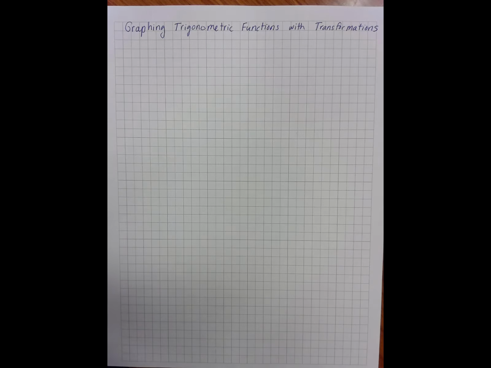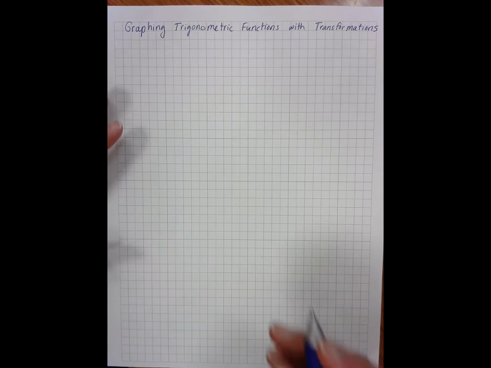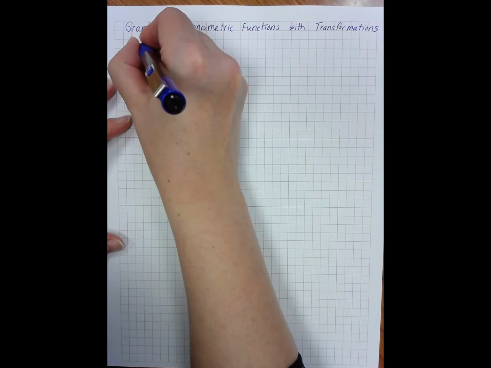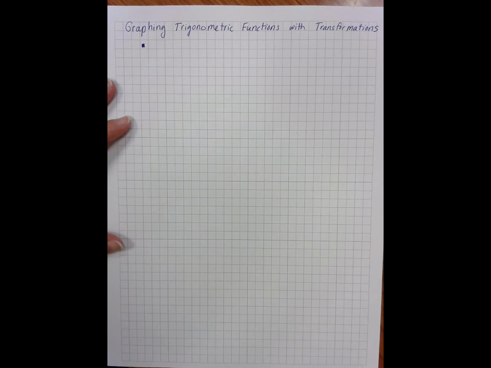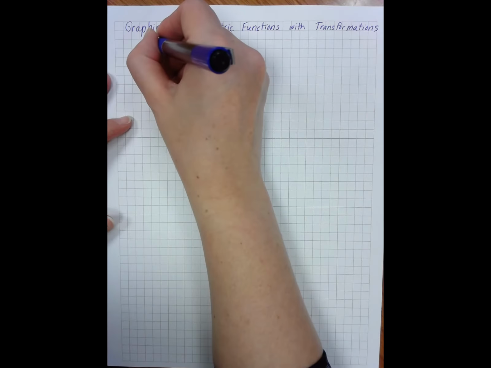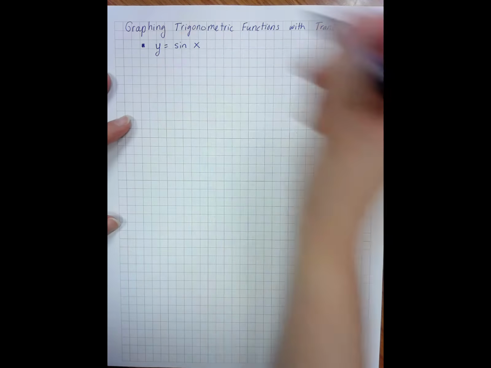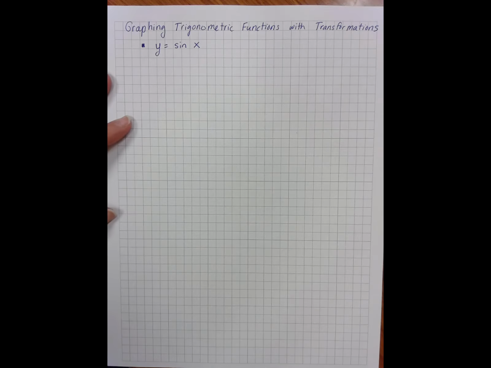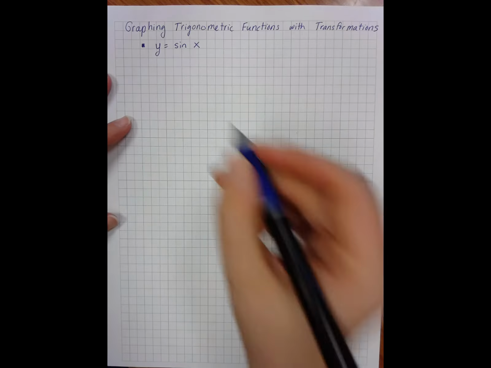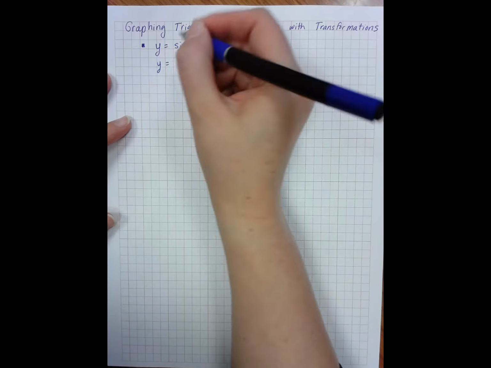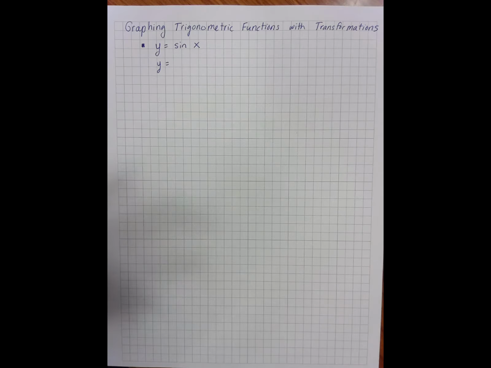These notes are on graphing trigonometric functions with transformations. So the first thing we're going to look at is the standard form for sine functions. The mother function for sine functions is y equals sine x. And then we add in a whole bunch of details, which I'm going to do in a variety of colors because it'll make it a little more exciting.